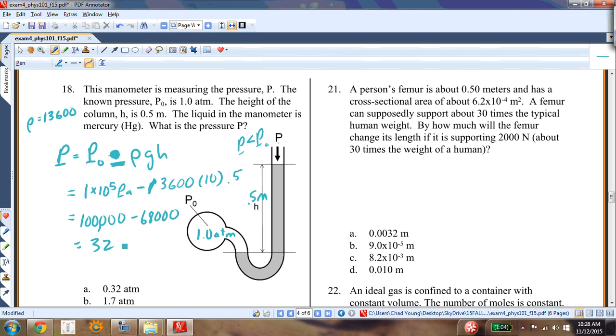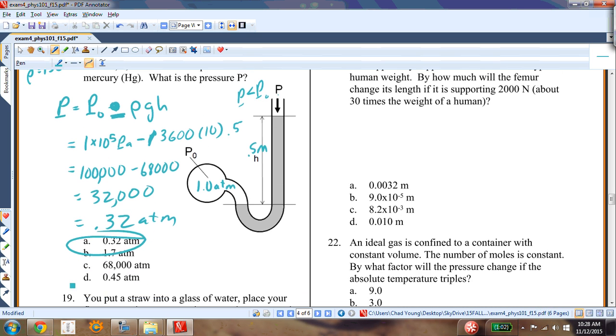That's 32,000, but that's equal to 0.32 atmospheres. So A is the right answer, number 18. Be careful with your units. When you're doing this, you have to have it in SI units because you have other things in SI units here, here, and here. So your pressures also have to be in SI units to make them consistent.